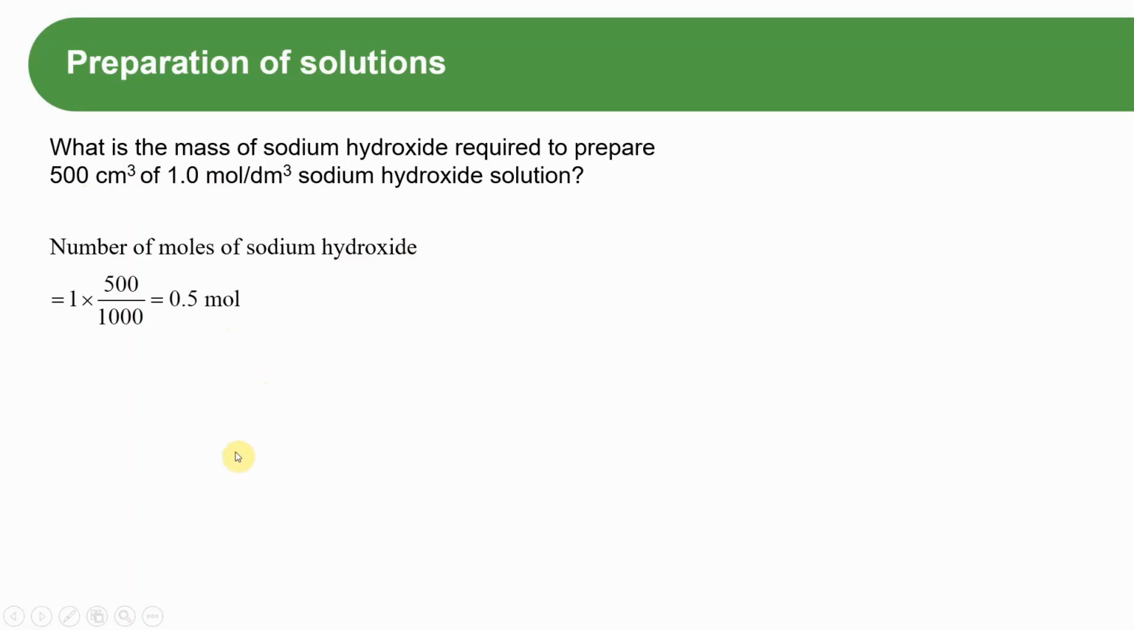So once we have the number of moles, we can find the mass. Mass of sodium hydroxide required is 20 grams after the calculations. Of course, we can do another method, which is to change the molar concentration to mass concentration, then only we multiply by the volume, which will get us the same answer. I just want to go through some of the steps to take note.